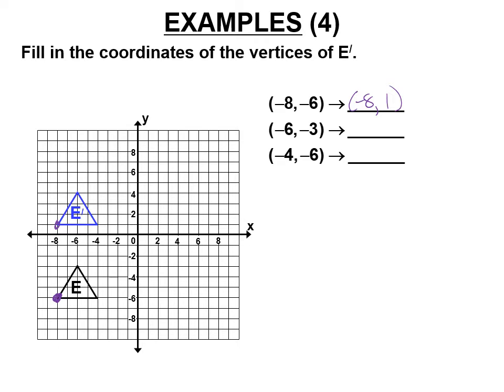And so this was moved 7 spaces up. So we're adding 7 to the y coordinate. So this one, (-6, -3), better be at (-6, 4). And it is. There it is. (-4, -6) should now be 7 spaces up at (-4, 1).